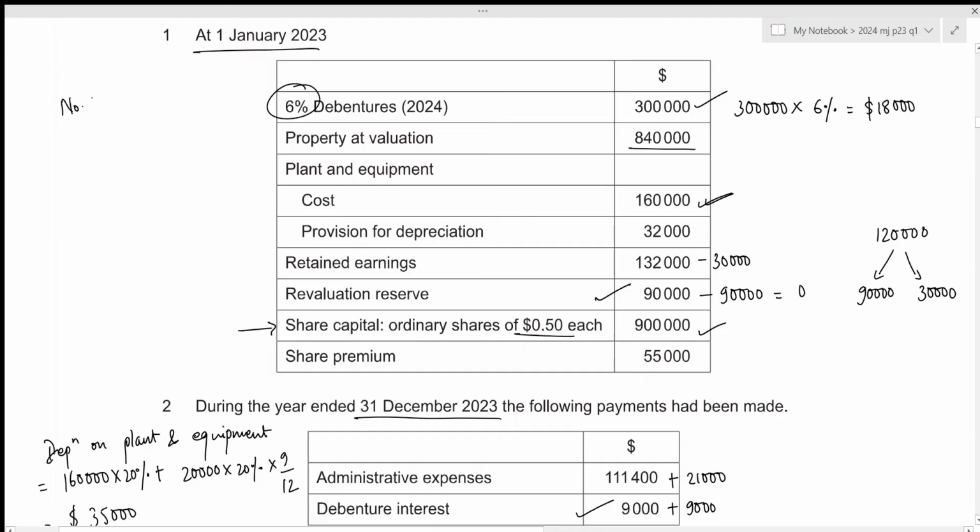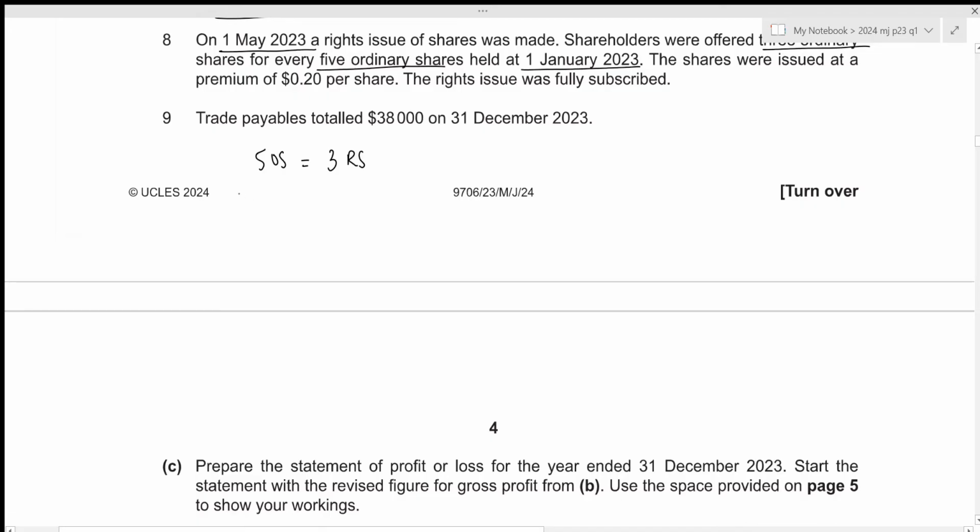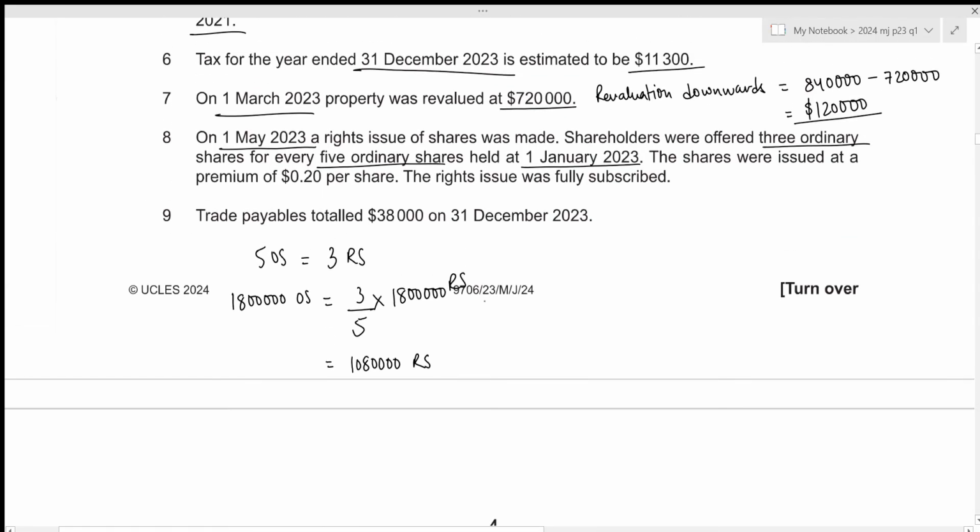So the number of ordinary shares is just going to be the total value 900,000 divided by the nominal rate of 0.5, which results in the number of ordinary shares to be 1,800,000. Okay, now for 1,800,000 ordinary shares, we will be providing 3 by 5 times 1,800,000 right shares. So the total number of right shares that will be issued will be 1,080,000 right shares. Now let us also calculate the values.